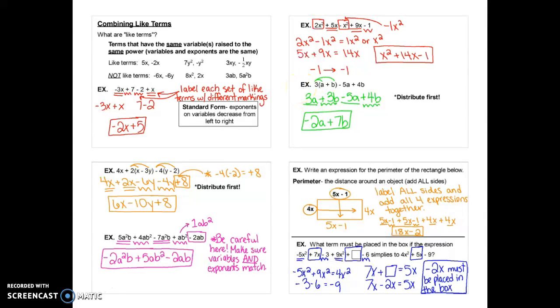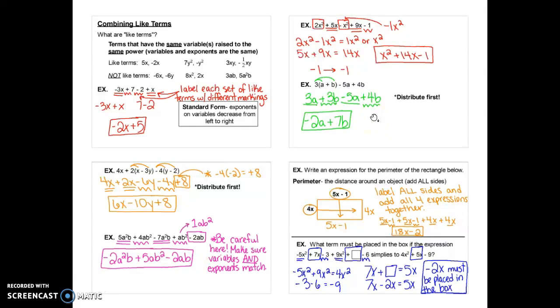So we have a 3 times the quantity of a plus b, minus 5a plus 4b. So the first thing you need to do is get rid of those parentheses. So I'm going to have to distribute this 3 through the parentheses. Okay, so 3 times a is 3a. 3 times b is a 3b. And then the rest of my expression just gets carried down. So minus 5a and plus 4b.